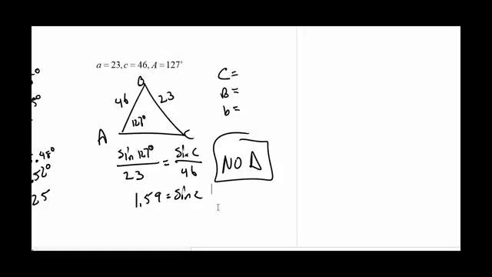So in other words, even though I gave you three numbers, those three numbers, the way that they're set up, will never form an actual triangle.